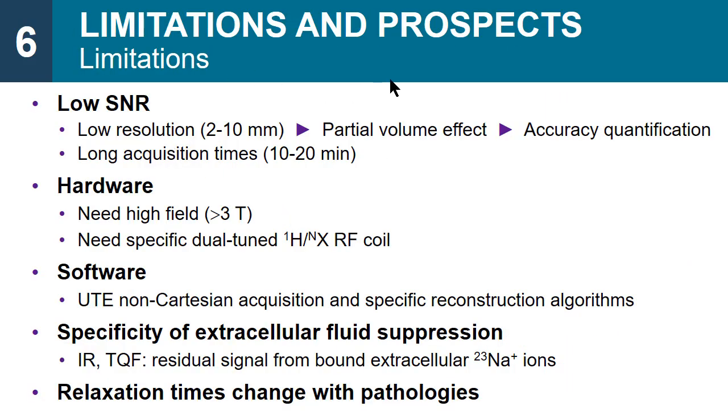So the main limitation of X-nuclei NMR is the very low SNR, so we need low resolution. You have a lot of partial volume effect. If you want to do some quantification, that could be a problem. Long acquisition time, so it can be difficult to keep patients for like 1 hour in the scanner. Hardware, it's better to go to higher field, and you need some specific dual-tune coils. Software, for sodium or oxygen-17, you need ultra-short TE sequences and a specific reconstruction algorithm.